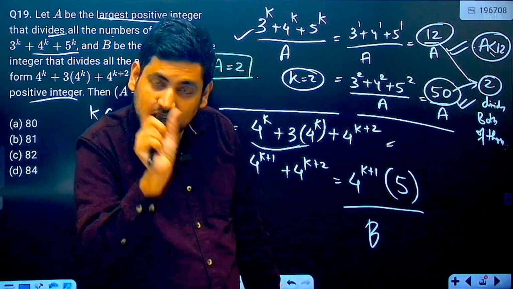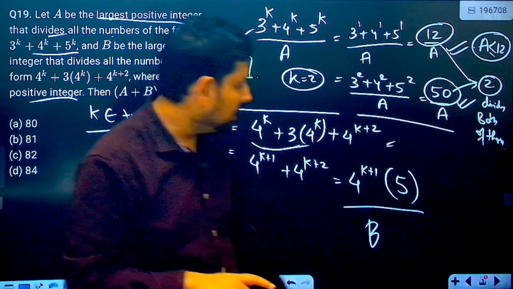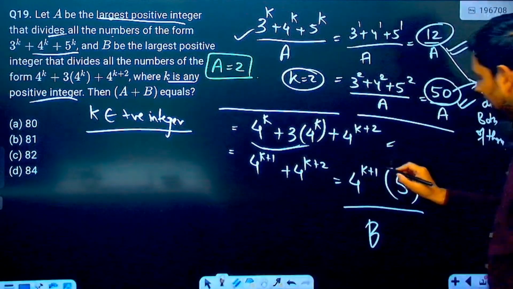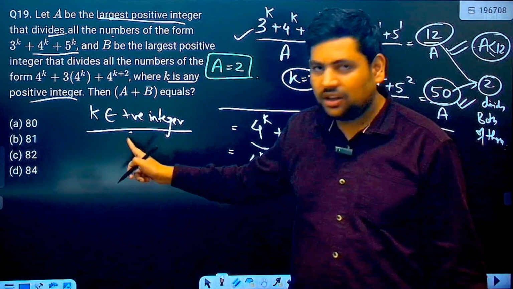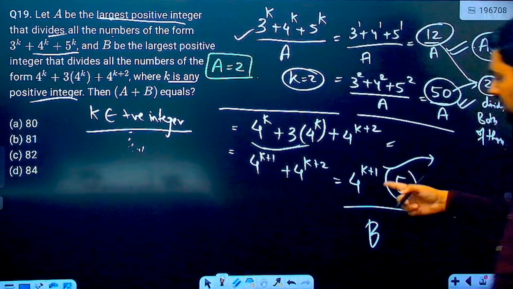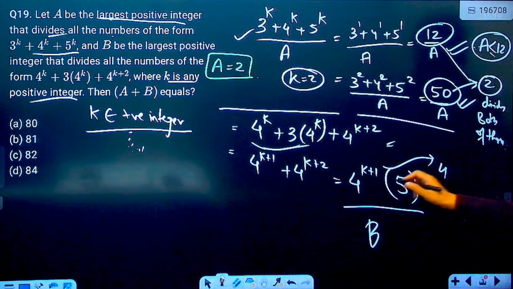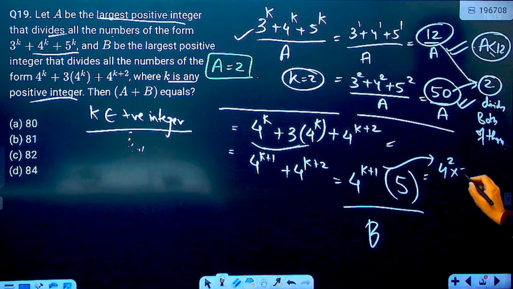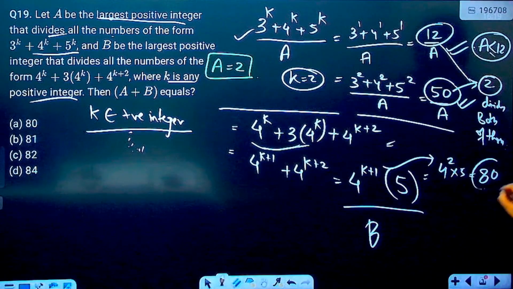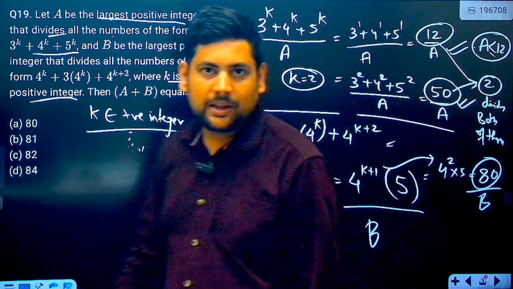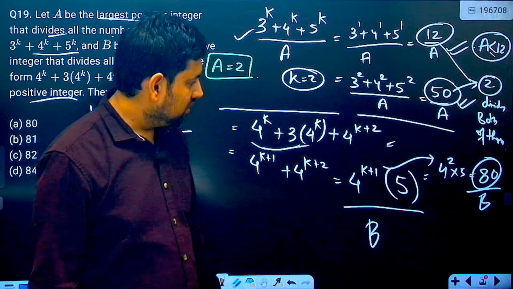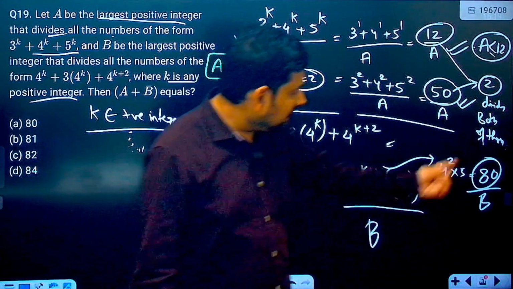So I should take k small. Then only I will get the limiting case. So I take the smallest possible value of k here. Why? k is a positive integer. So the smallest possible value of k is 1. So that means this becomes 4 power k plus 1 is 4 square. 4 square into 5 is 80. So that means 80 is divisible by b.